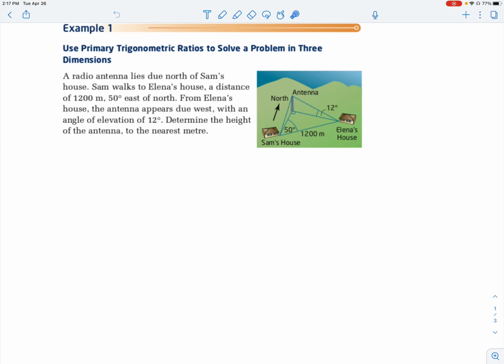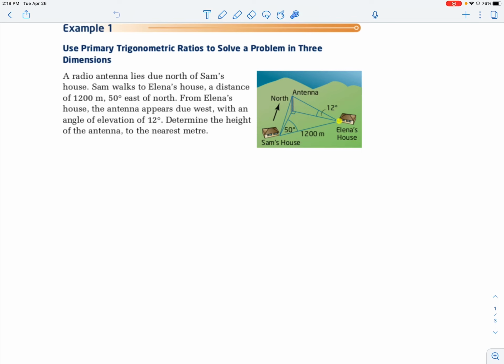You can see we have everything labeled nicely so far. Then it says from Elena's house, the antenna appears due west. So if north is this way, west is this way. Okay, so due west is the antenna with an angle of elevation of 12 degrees. So if you're standing at Elena's house, you would have to look up at an angle of 12 degrees. The angle of elevation is always measured from the horizontal. It says determine the height of the antenna to the nearest tenth of a meter.